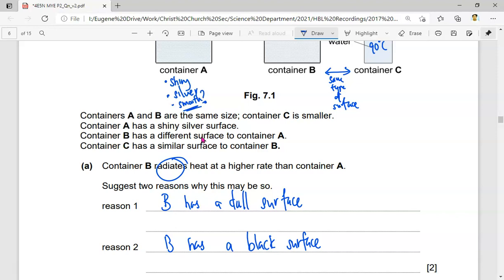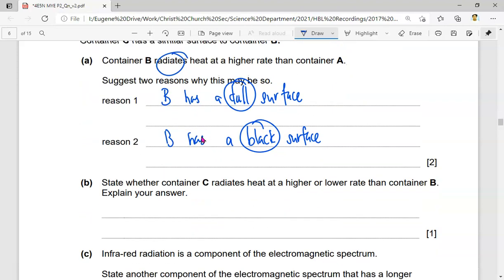To me, it's always important to take note of what term is given to you first. So the opposite of shiny is actually dull. The opposite of silver is actually black, in terms of the emission of heat via radiation. So take note of that.